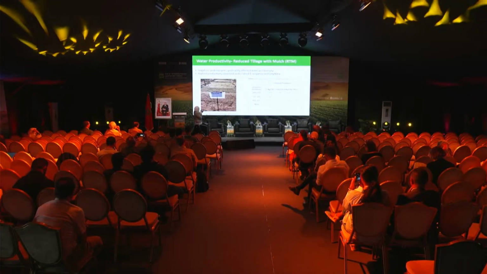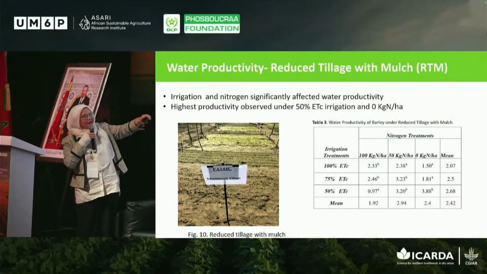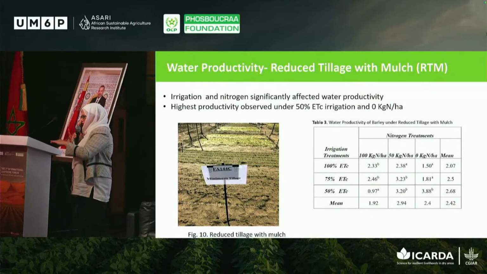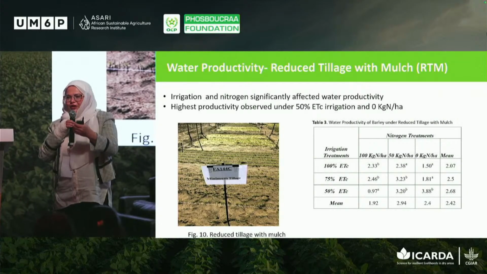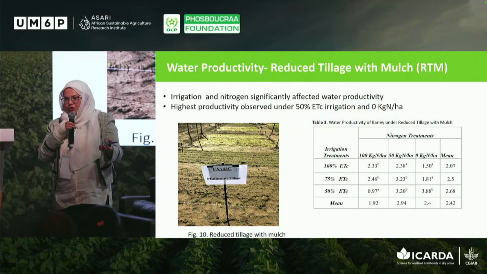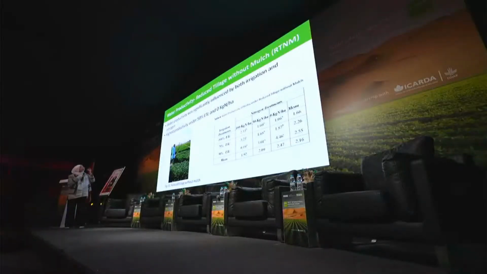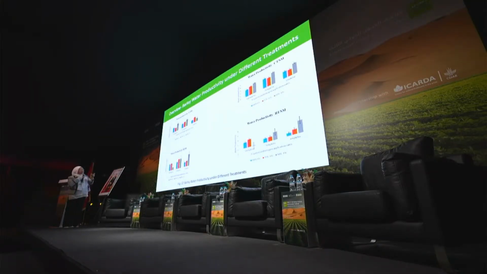I want to go to this reduced tillage with mulch. You can see that when we use reduced tillage, with no tillage and with mulching, the production increased because water use was reduced and labor was also reduced. So this is better. Here, water productivity was significantly influenced by both irrigation and nitrogen. This is reduced tillage without mulching. These are the different graphs, and I don't think we have time to go through all of them.